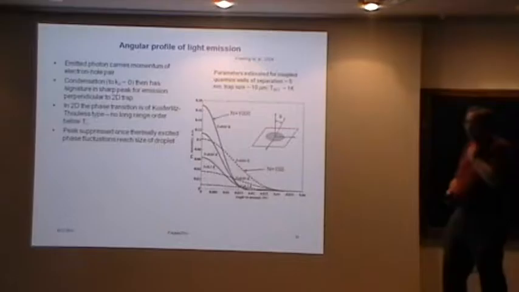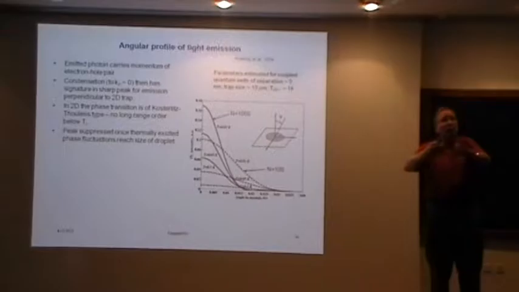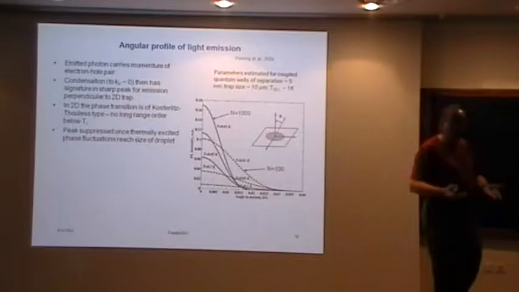So in this case, you need to go one to two orders of magnitude below the transition temperature, and N is just the number of particles that changes somewhere below. You need to go an order of magnitude below the transition temperature to measure long-range order in your dot on the scale of the wavelength of light. Basically, once the thermally excited phase fluctuations reach the size of the droplet, they suppress the emission.